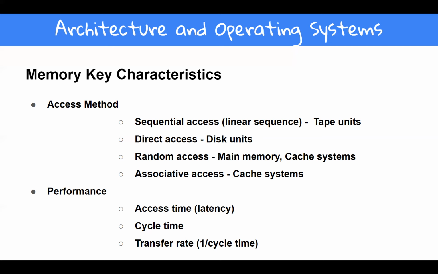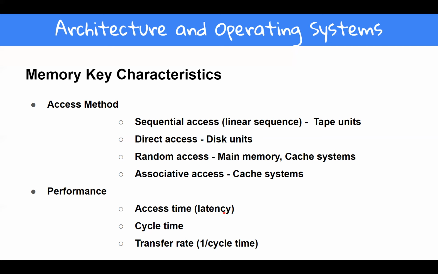So these are the four main types of access, and it is quite important for you to know the difference between them. Next one is performance of the memory. Definitely access time is the most important because we want to get the data as quickly as possible. And if you have latency, it means that the performance of the memory goes down.